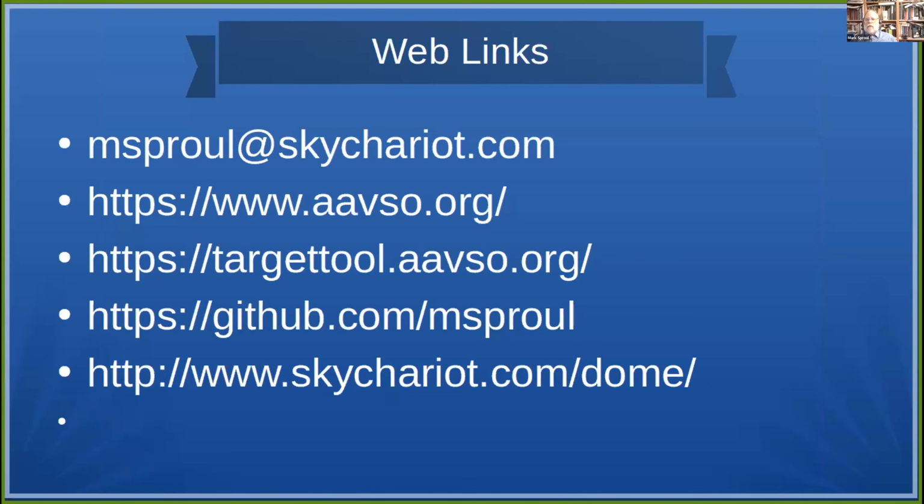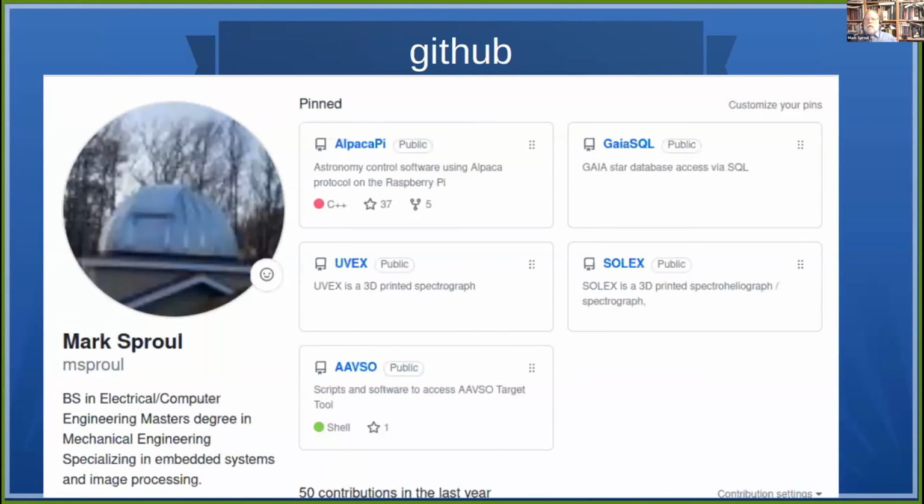These are the web links. Probably too much to write down, but I'm going to show you where to get all this information. This is my Git server. The information, including this talk, if you go to GitHub /msproul, it'll take you to this page, and you've got my entire Alpaca Pi source code and the stuff, including this presentation under the AAVSO information, and my scripts. If you happen to be running Linux, my scripts to generate that stuff.